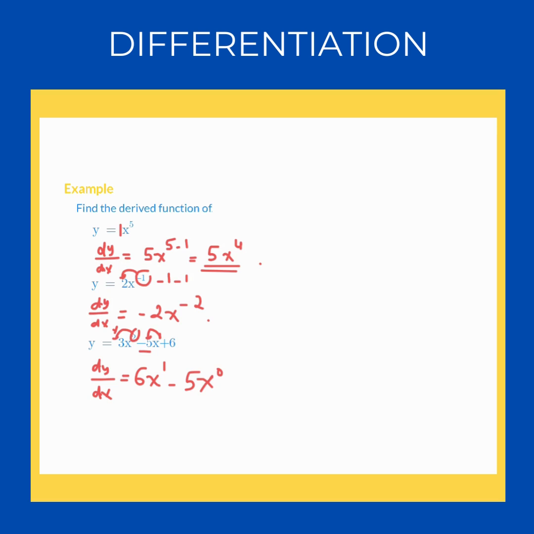Now always the derivative of any constant is always 0. So here the constant is 6. The derivative of 6 is 0. Now let's simplify. So 6x to the power of 1 is 6x. Now x to the power of 0 is 1 because anything to the power of 0 is 1. So it's minus 5 times 1, which is minus 5, and 0 is nothing. So my final answer is 6x minus 5.